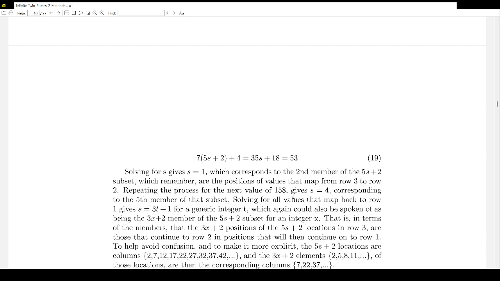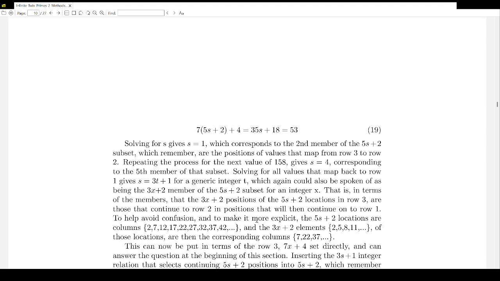Again, this is talking about that part that we skipped some, corresponding to the fifth member of that subset. We're only looking for the specific ones that are going to go through. Solving for all values that map back to row 1 gives s equals 3t plus 1 for some other generic integer t, which is just another level of our generating function. Which, again, this gets really hard to talk about, but I'm going to do my best, at least for the concept, to get it through here.